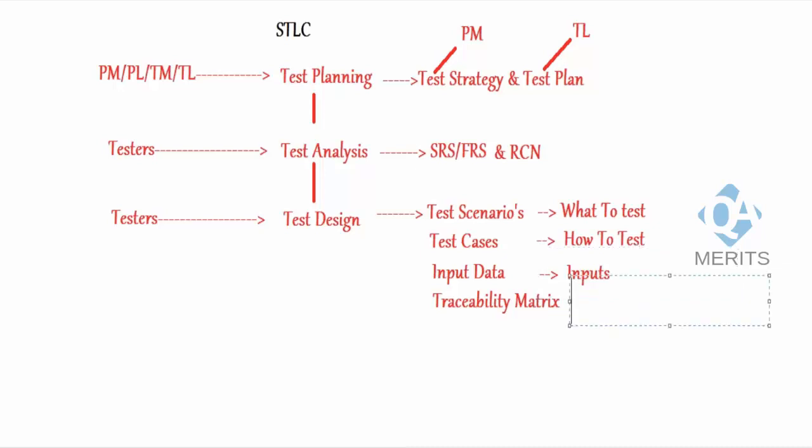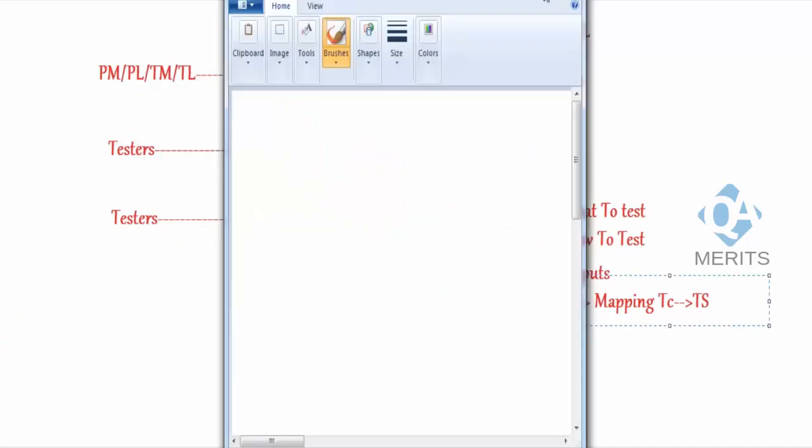Next, here we will go with the traceability matrix, mapping test cases with the scenarios. Why? Because have you observed it? We already discussed that. If we are testing any application, we should test in a positive way as well as a negative way.